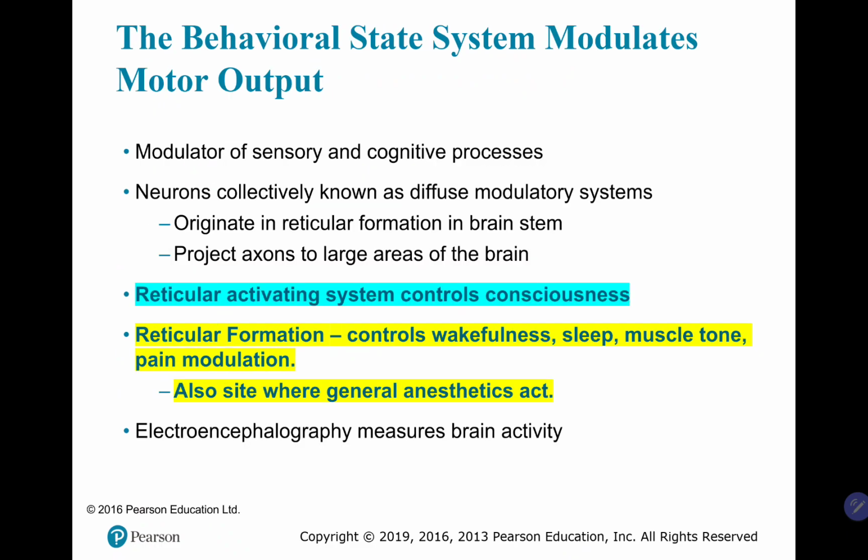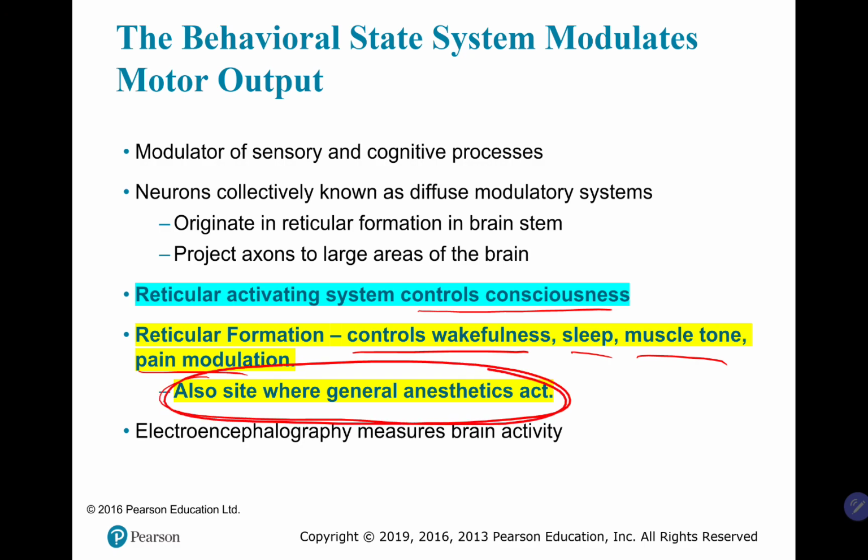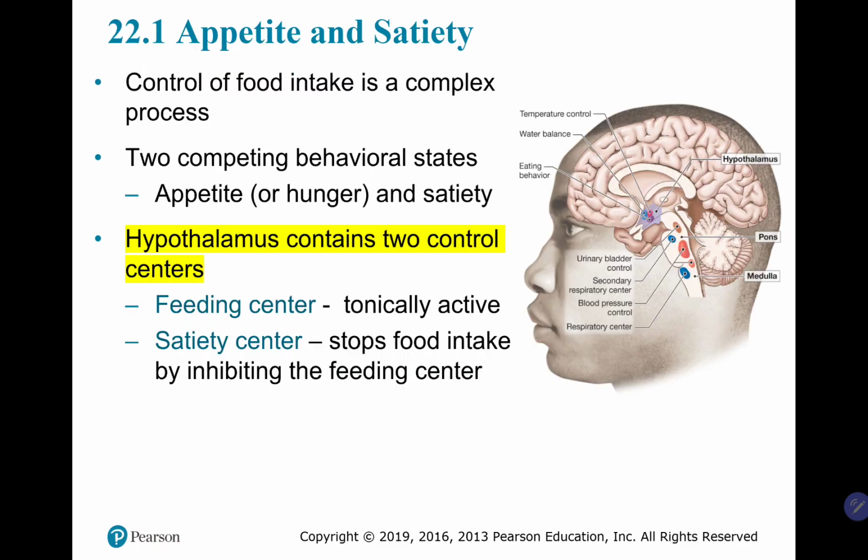The reticular activating system controls consciousness. It controls wakefulness, sleep, muscle tone, and pain modulation. This is also the site where general anesthetics act. This is the reticular activating system, again controlling wakefulness, sleep, muscle tone, pain, and consciousness.